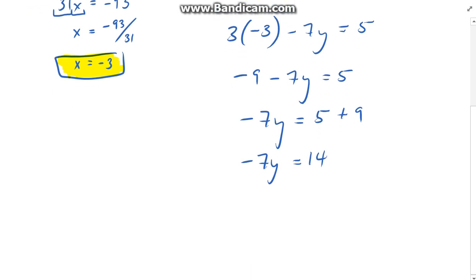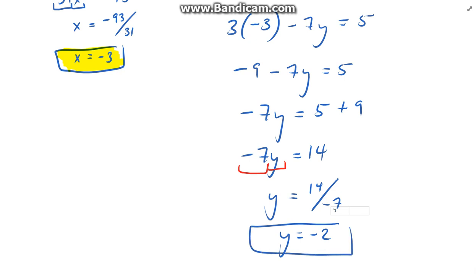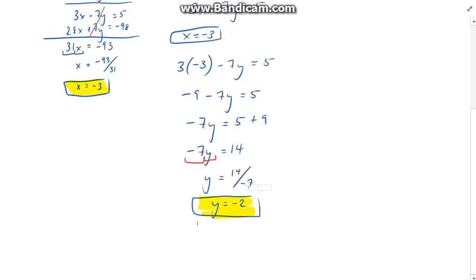Now we're trying to find y. We know that the minus 7 is stuck to the y, therefore it's multiplying. So if we want to get y on its own, a multiply crosses equals, it becomes a divide. So we're going to have 14 divided by minus 7, so y would be equal to minus 2. And that's our y value. And that's how you complete a simultaneous equation. You have to find your x value and your y value.